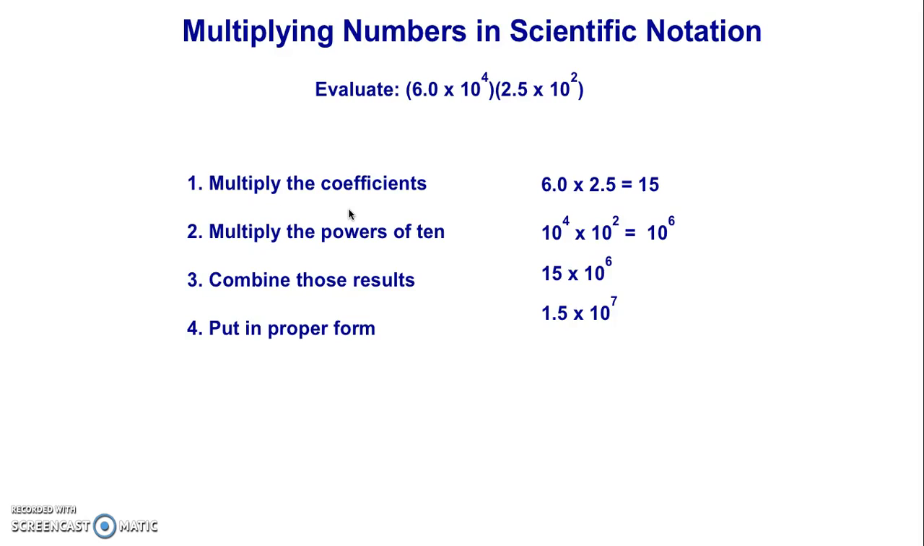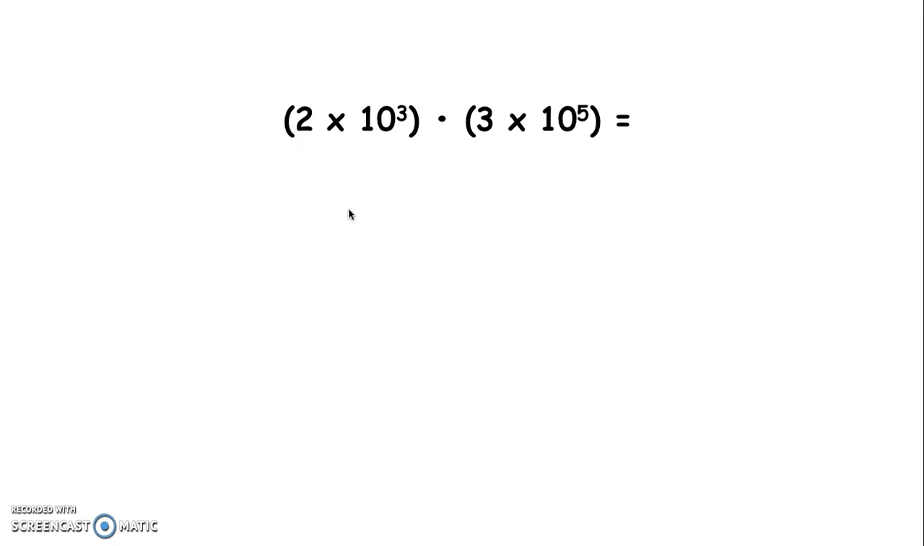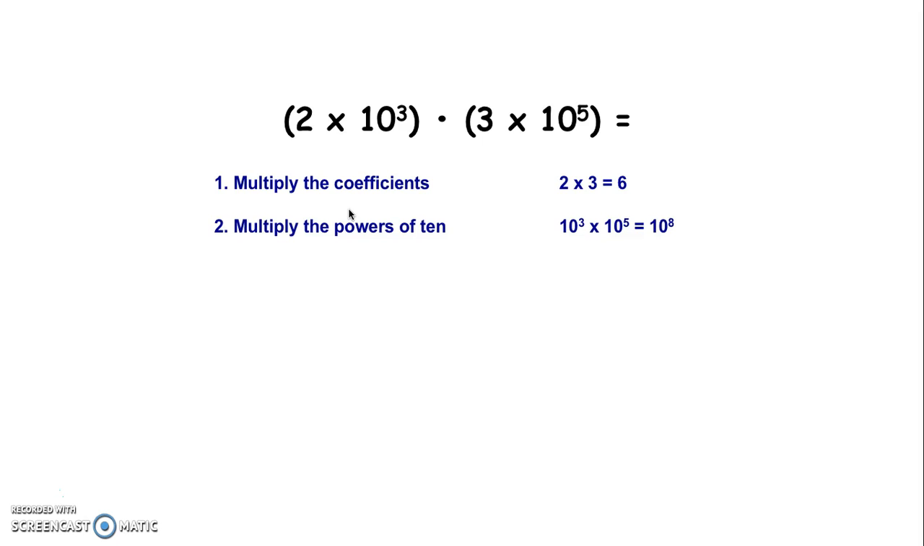Let's see another example. So now we have 2 times 10 to the 3rd times 3 times 10 to the 5th. First step, multiply the coefficients. So 2 times 3 is 6. The second step is to multiply the powers of 10. So we have 10 to the 3rd times 10 to the 5th. When you add the exponents, you get 10 to the 8th. Combine those results, so we have 6 times 10 to the 8th. And do we make it proper? In this case, it already is proper, so 6 times 10 to the 8th is our answer.